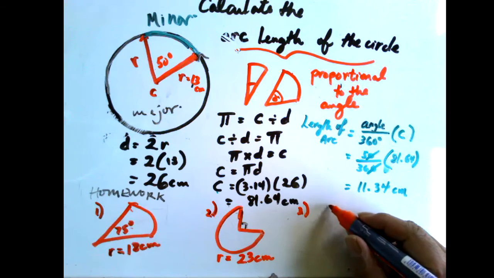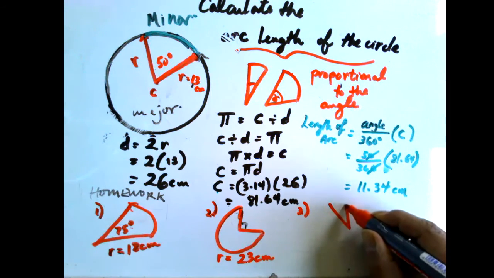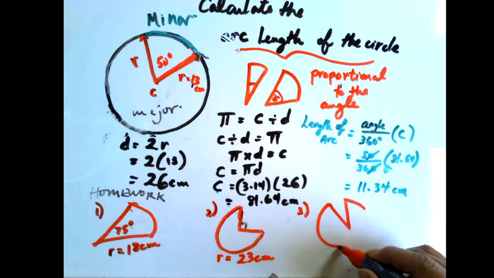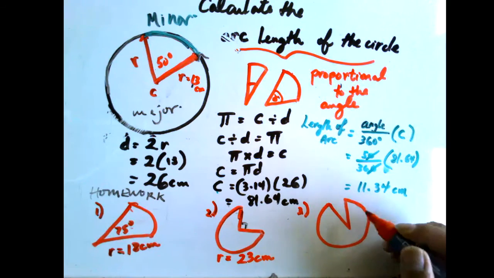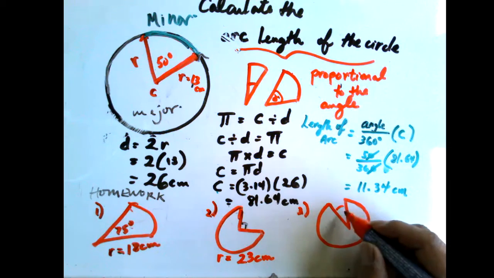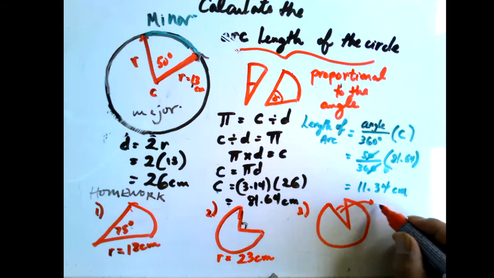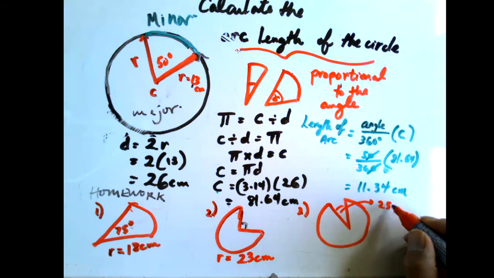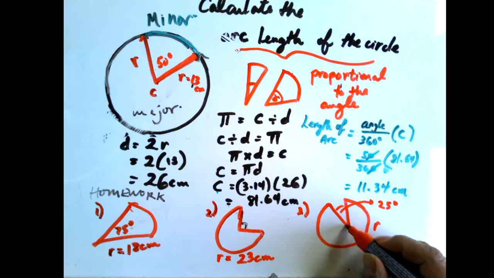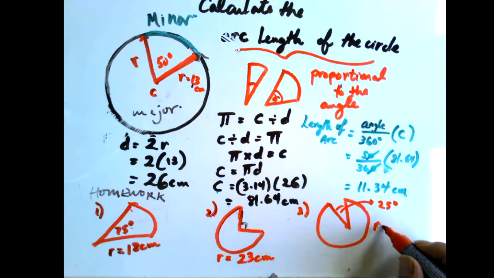Let's do it like this. And here it's 25. The angle here is 25 degrees, and you have a radius, from here to here, of 4.4 meters.